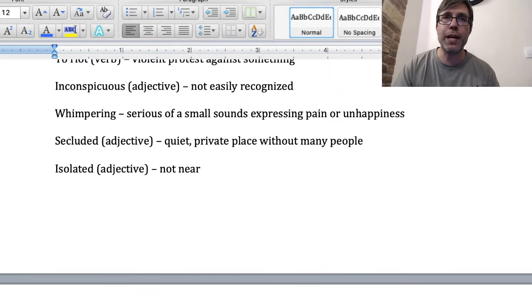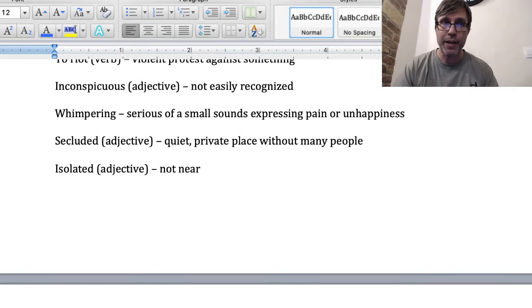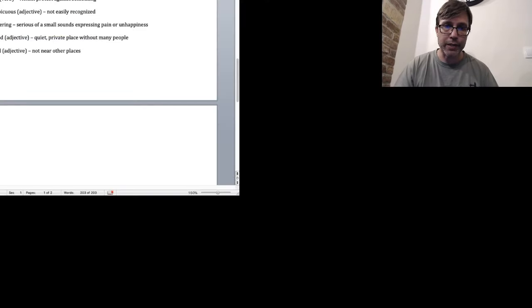So it really depends on what you're trying to describe. If you want to say it's private and there's not many people, it's secluded. If it's really just far away from other places, then you could say it's isolated. But again, it's good to know the difference between some of these adjectives because they have very similar meanings.